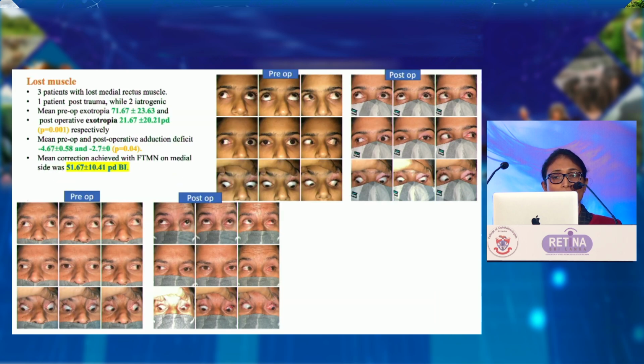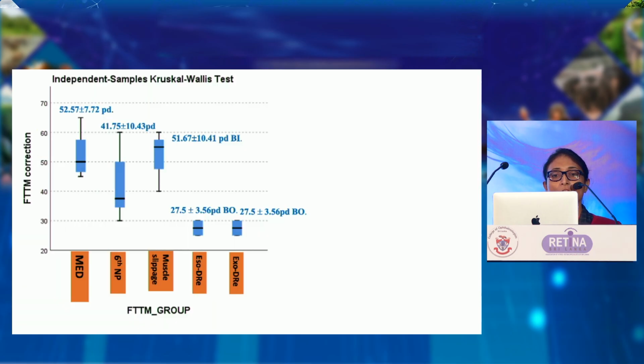Then there were 3 patients of lost muscle, and mean pre-op exotropia improved from 71 prism diopters to 21 prism diopters post-operatively, and adduction deficit improved from -4.67 to -0.27, and mean correction achieved by this procedure was around 52 prism diopters. So this is the box and whisker chart showing the correction achieved by each of the procedures, and you could see the overall mean correction was around 44 prism diopters.